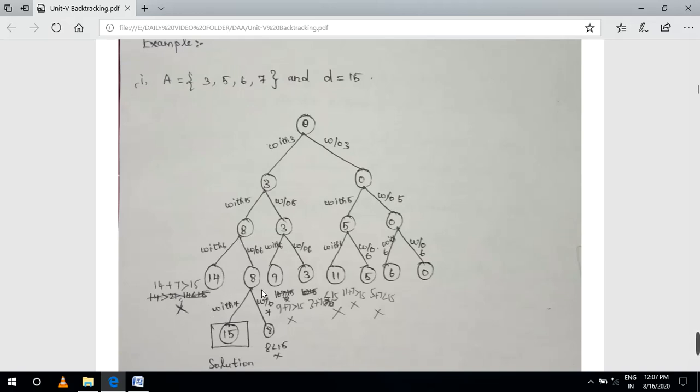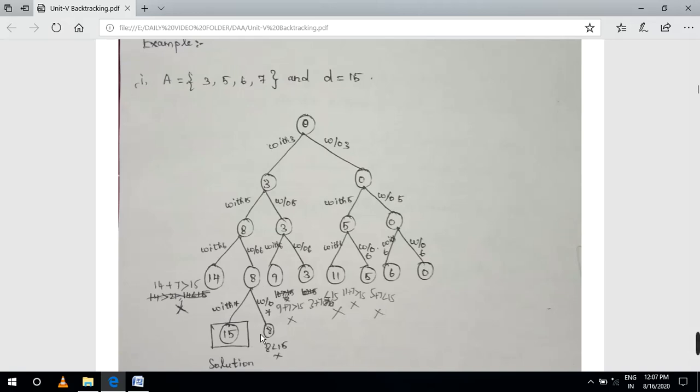Next, go to 8. With 7, 7 plus 8 is 15, so you get a solution. The subset covers four values: 3, 5, 6, and then 7. We use four values and the sum is 15. So this is the solution. Check all the other branches again to see whether the sum is 15 or not.